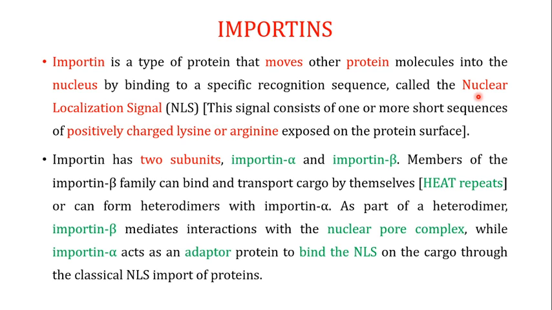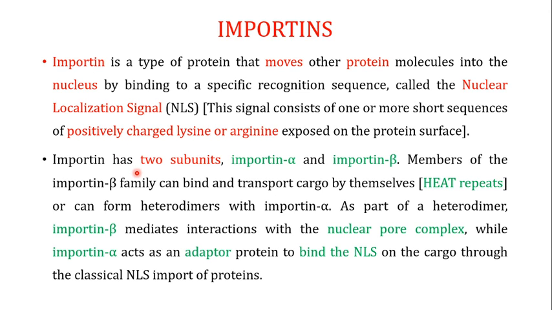Now this nuclear localization signal, NLS for short, consists of one or more short sequences of positively charged lysine or arginine, and these positively charged lysine or arginine residues are exposed on the protein surface. If the NLS is present on the surface of the protein, it makes it very easy for these Importins to interact with them.